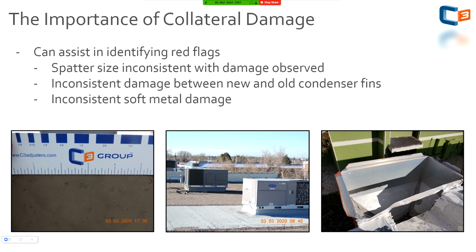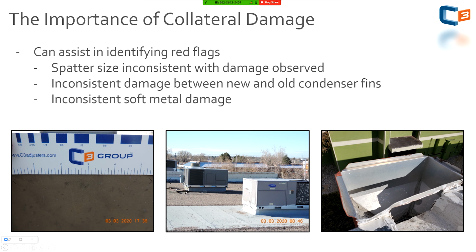So if you go and you see 2 to 3 inch hail damage on some of the vent caps or some of the HVAC, but you see limited spatter, maybe it's 1/8 inch spatter, it could be a red flag. And we'll get into this a little more, but if we have inconsistent damage between new and old condenser fins, if we have a rooftop unit like in that middle photo there, where we might have great damage on that front unit, and on the same exposure on that unit behind it, no damage at all, it's a red flag.